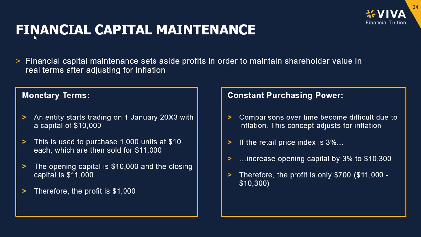Therefore, the profit is the difference between the inflated value of capital of 10,300 and the fact that we sell the goods for 11,000. So this time we're saying profit is 700. More realistic figure? Maintaining capital, isn't it? Maintaining the capital and keeping it at a recognised reasonable amount will therefore have an impact on the amount of profit that's generated.